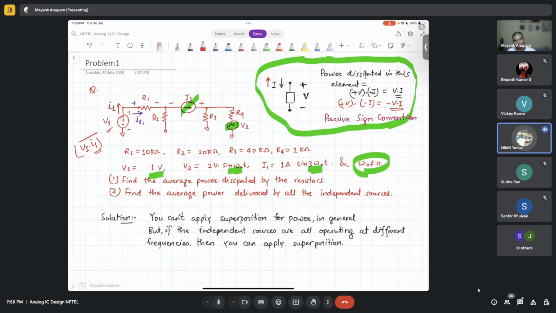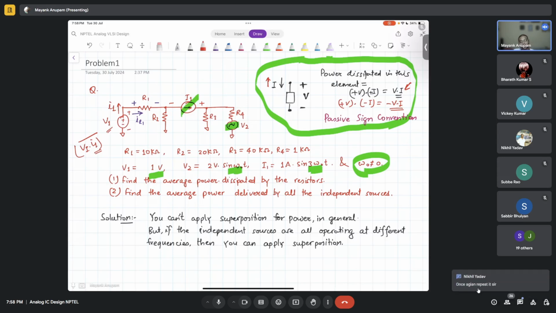Sir, if it is dissipating, then by default delivering is zero. No, that will become negative. If power delivered is negative, it means it is dissipating. Are you able to understand what I'm saying? It's the same as this condition. According to the passive sign convention, positive is power dissipated, negative is power delivered.